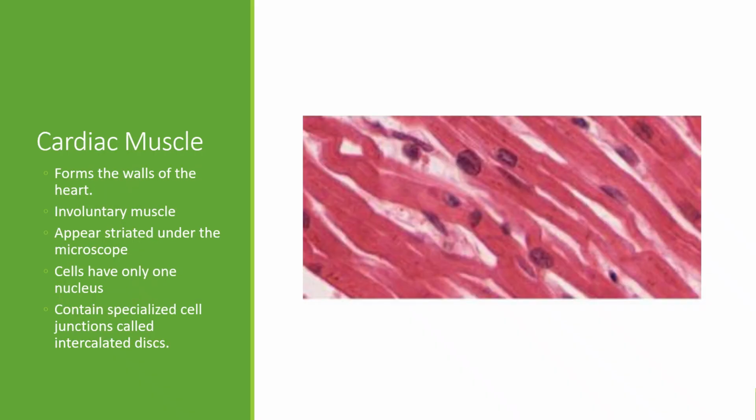Cardiac muscle is what forms the walls of your heart. It is involuntary because you're not controlling the movement of that consciously. It appears striated, however, if we look at it underneath the microscope. It has the stripes as well. The cells generally only have one nucleus, and the cells contain a specialized cell junction so that they're connecting and communicating with one another, called the intercalated discs.